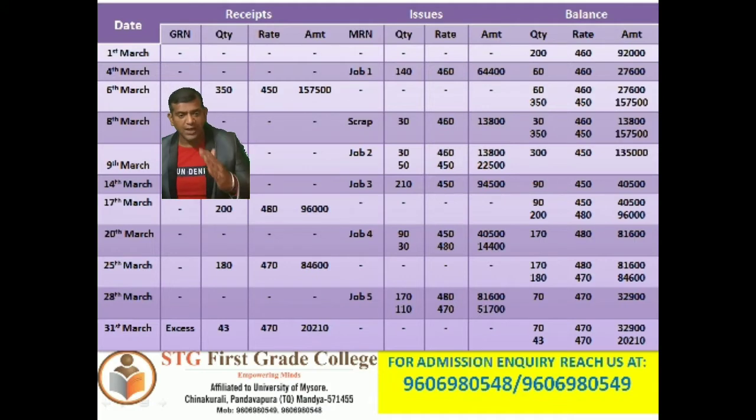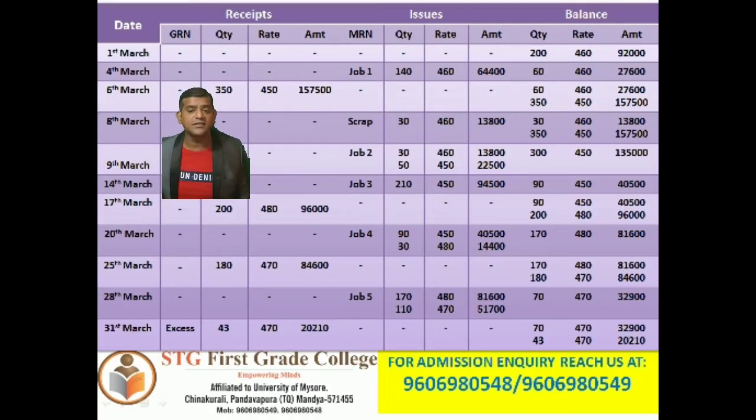So on the top of the balance on 17th March, I have 90 tons. So first I am taking that, because we are following the first in first out principle. Clear? First in first out pricing method we are following. So I have taken the first item, that is 90 tons of materials at 450 rupees. So that comes to 40,500 rupees.